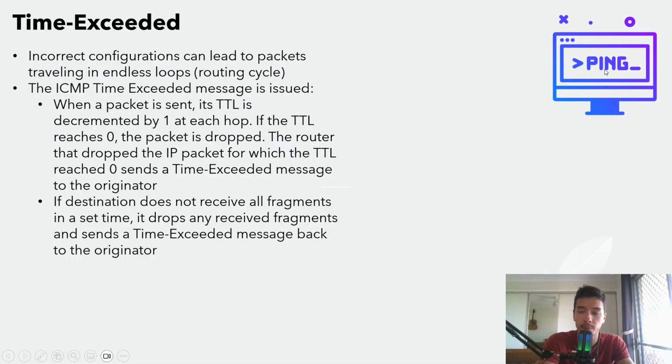So, time exceeded. Incorrect configuration can lead to packets traveling in endless loops, so routing cycles. The ICMP time exceeded message is issued when a packet is sent and its TTL is decremented by 1 at each hop. If the TTL reaches 0, the packet is dropped. That's what I actually meant when I was talking about TTL. The router that dropped the packet, whose TTL reached 0, sends a time exceeded message to the originator. If the destination does not receive all fragments in a set time, it drops any received fragments and sends a time exceeded message back to the originator.